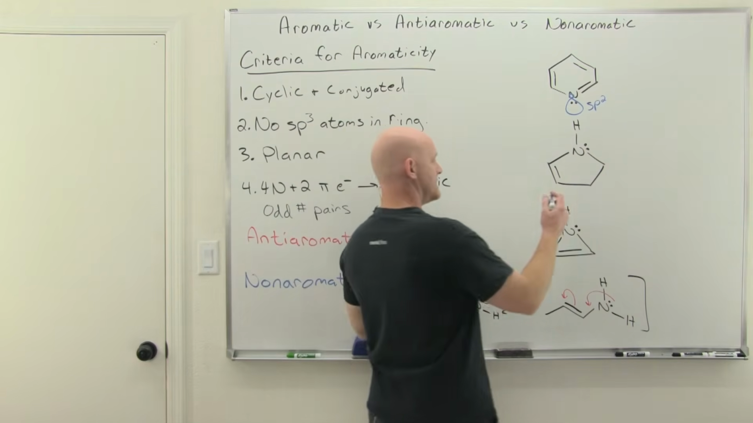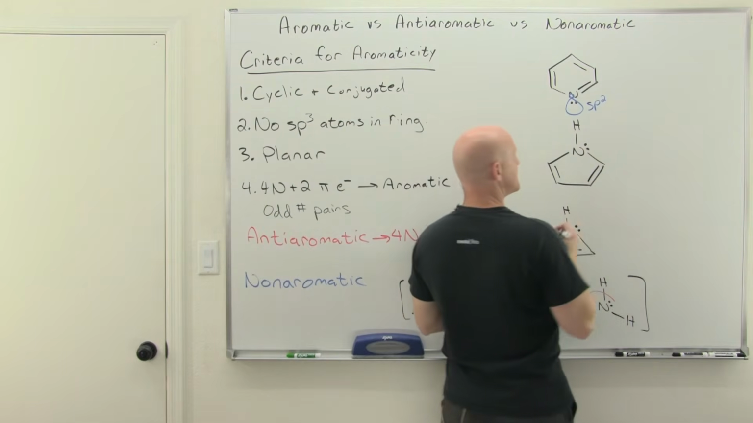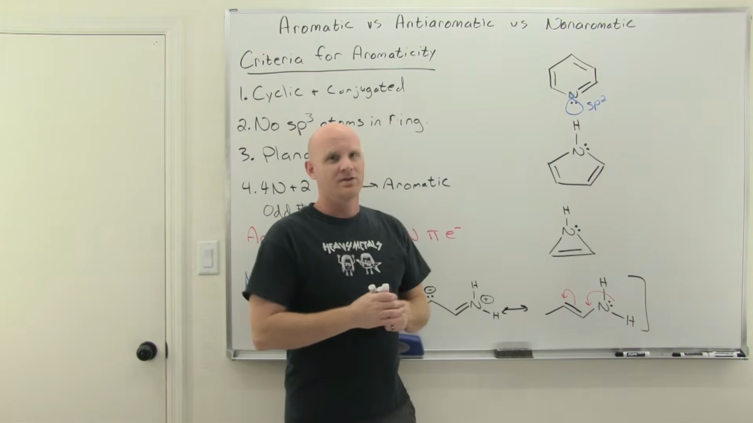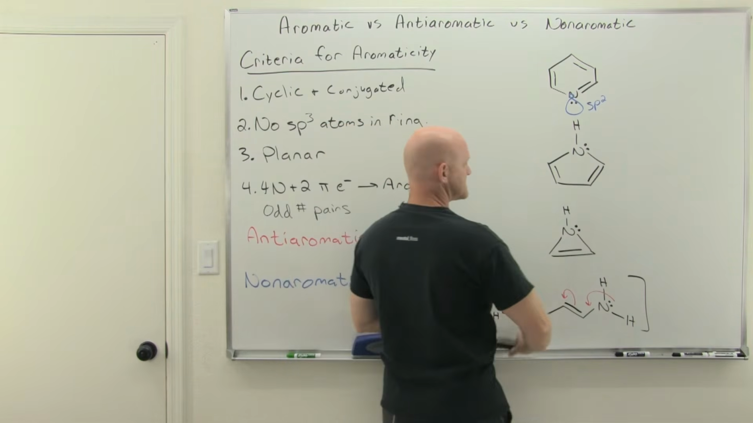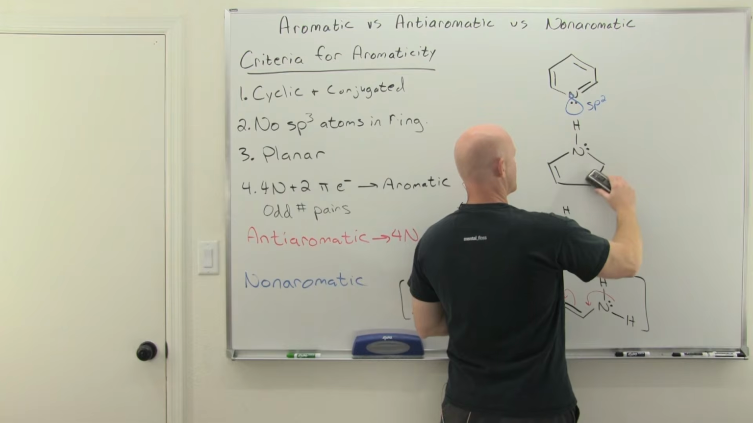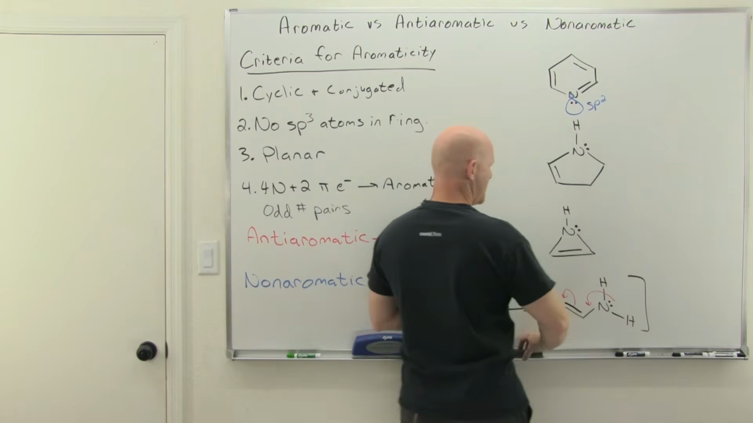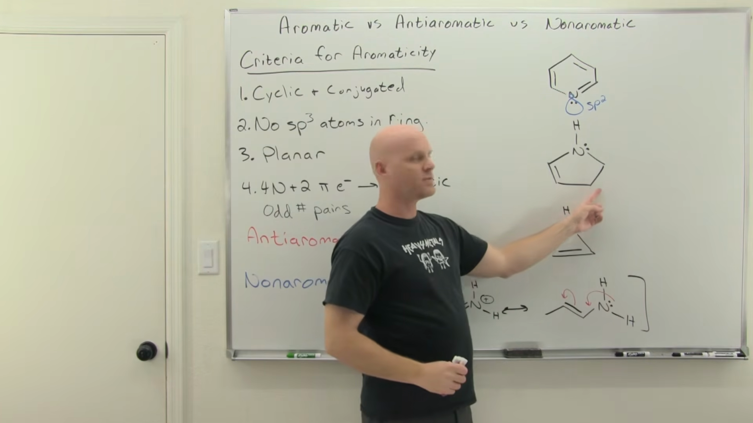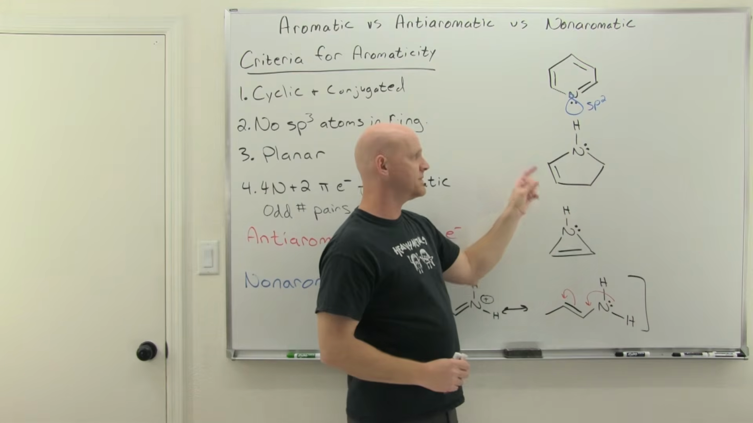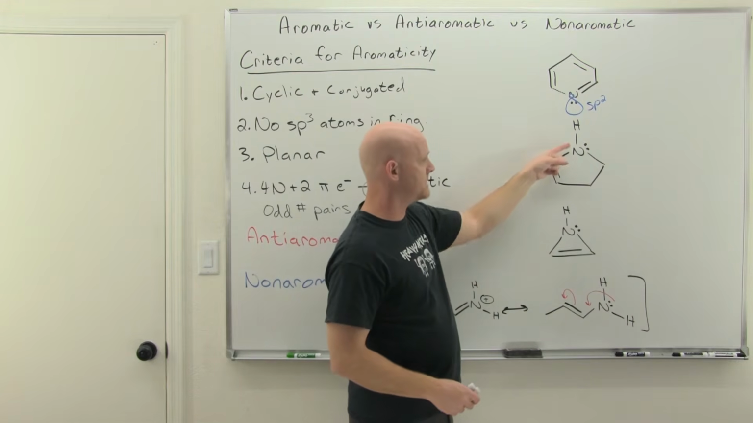Now, however, if I do this, things just get a little more interesting. So now I have a chance. Notice before this, let's take that one back off one more time. Before this, the ring would have two sp3 hybridized atoms in it. It wouldn't be completely conjugated. Only this side of the ring would be conjugated.